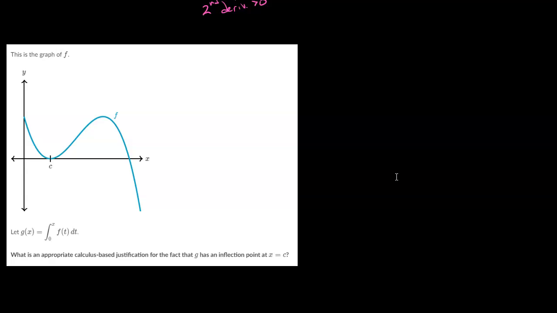Why don't you guys try this one on your own? This is the graph of f. Let g be the integral from 0 to x of f of t dt. So it's kind of like the last one. What is an appropriate calculus-based justification for the fact that g has an inflection point at x equals c? So there's your key words. You have to know how to figure that out. How do we figure out an inflection point?